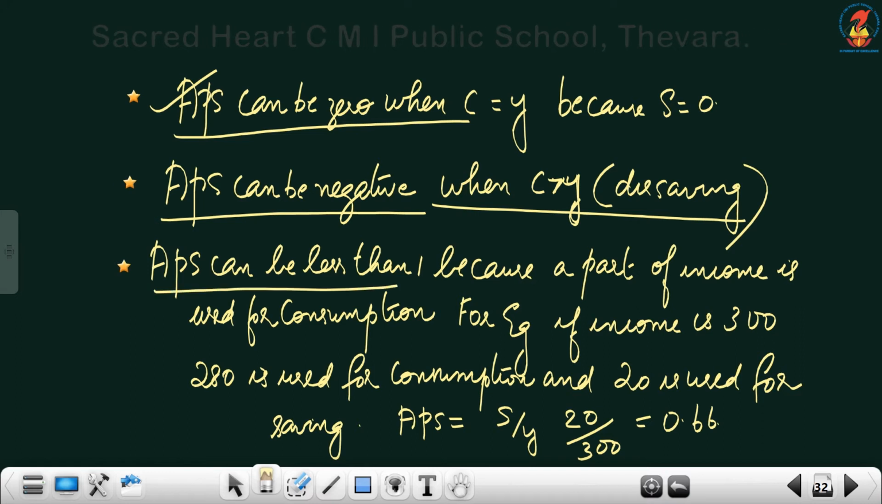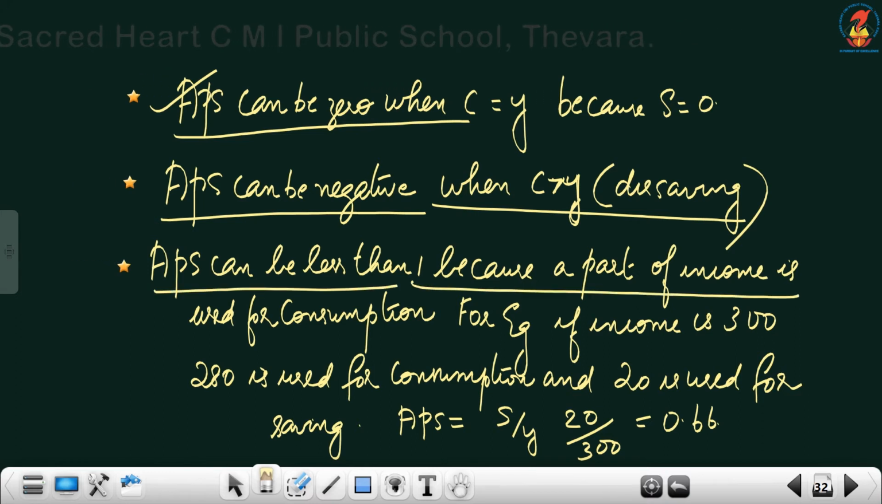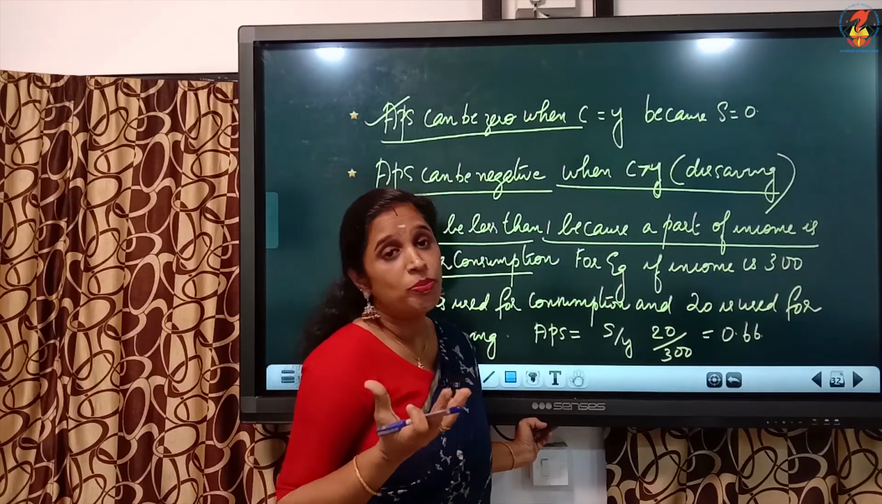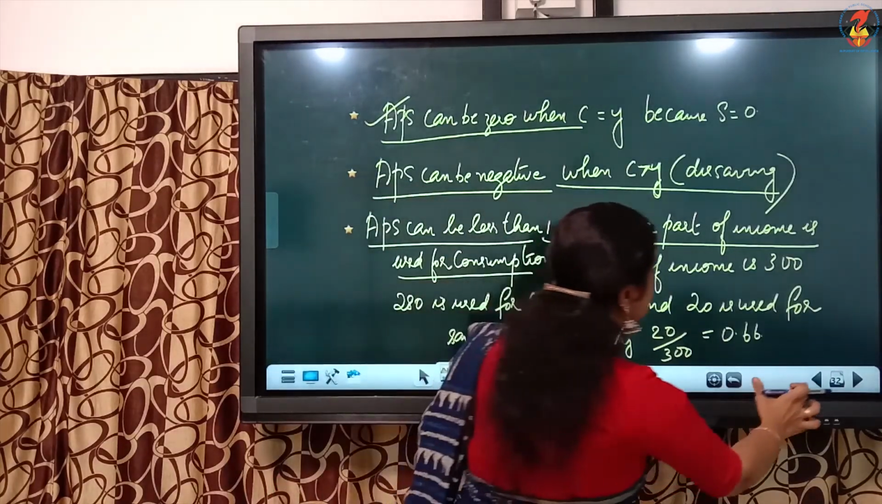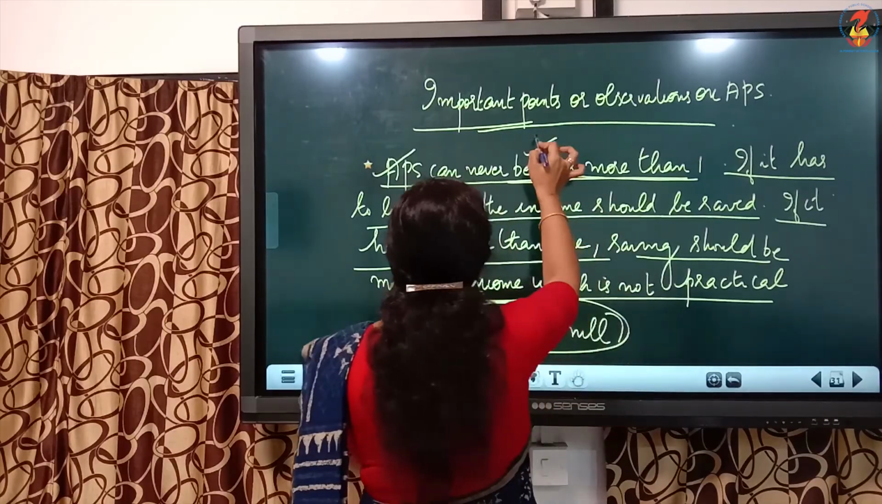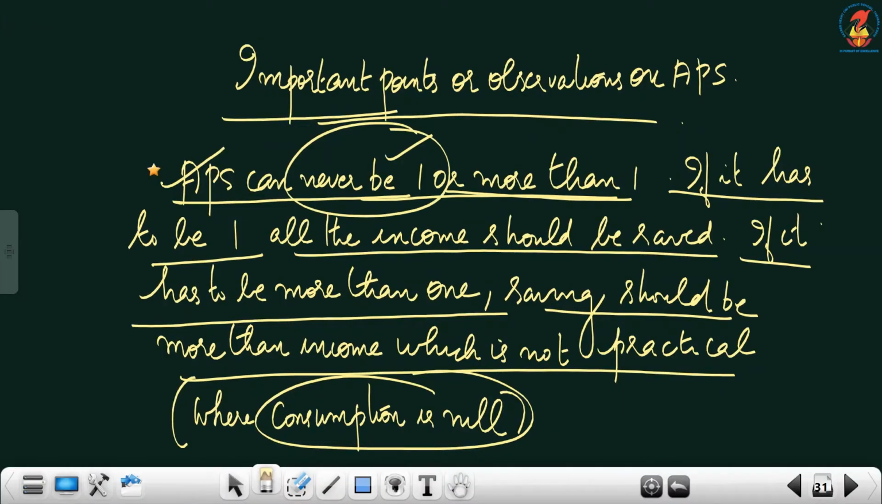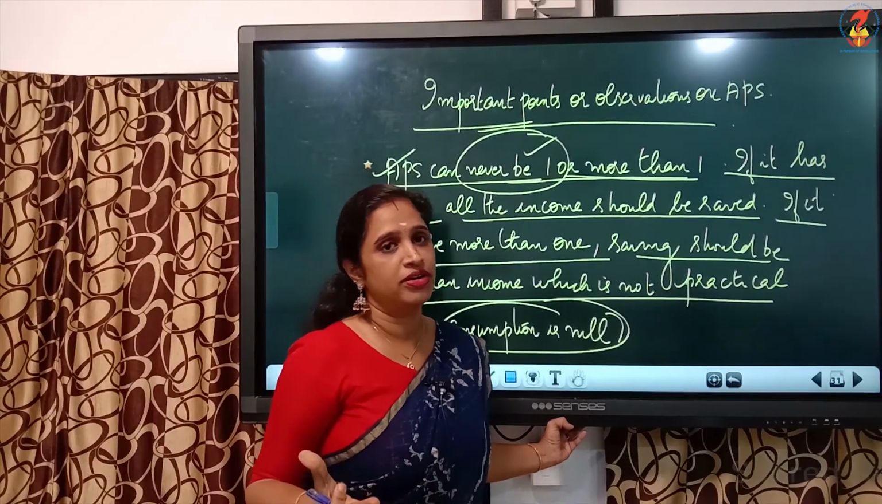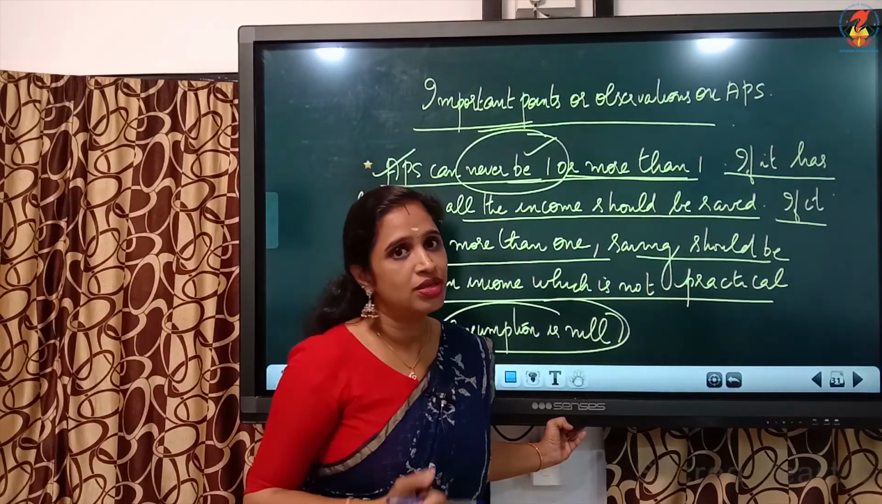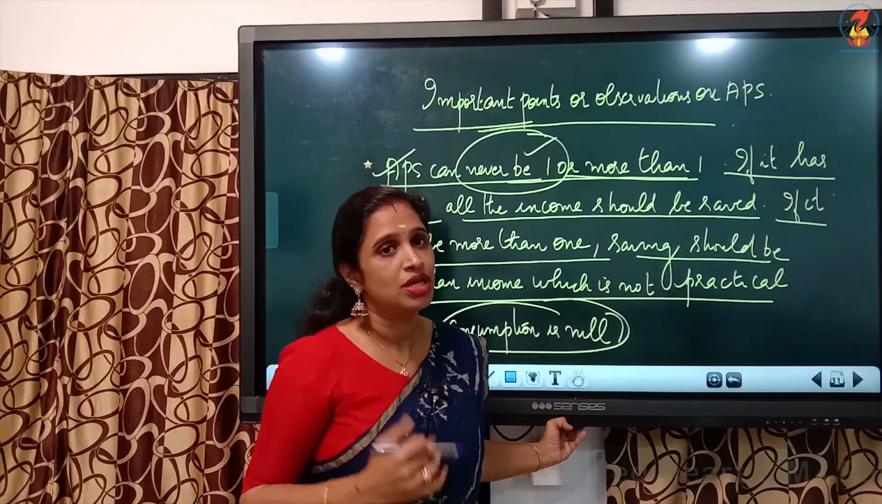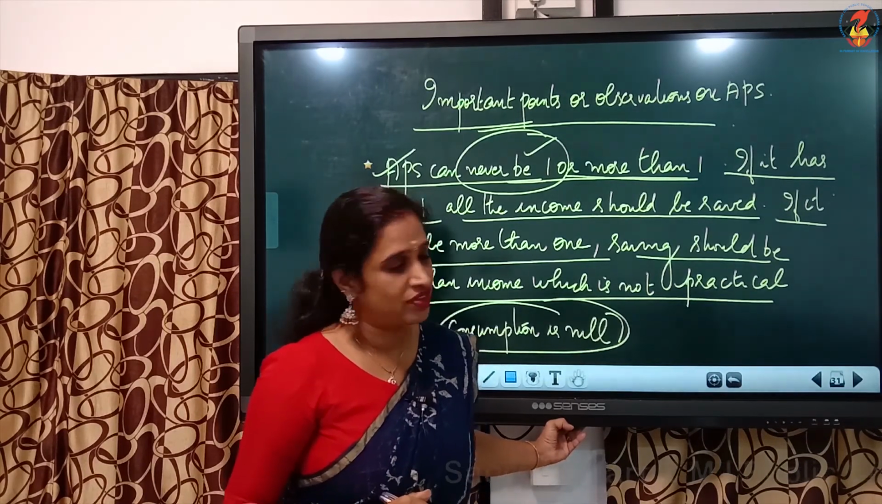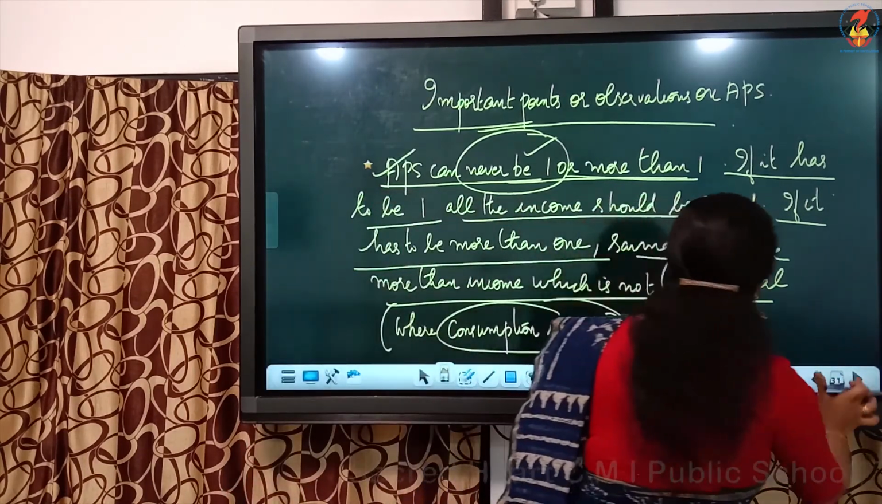Next one, APS can be less than 1 because a part of the income is used for consumption. APS can be less than 1. It cannot be equal to 1. That is the first point that I have explained to you. APS can never be 1. Why can APS never be 1? If APS has to be equal to 1, the whole income has to be saved. That is not possible. People can't live without consumption. Therefore, APS should be less than 1.